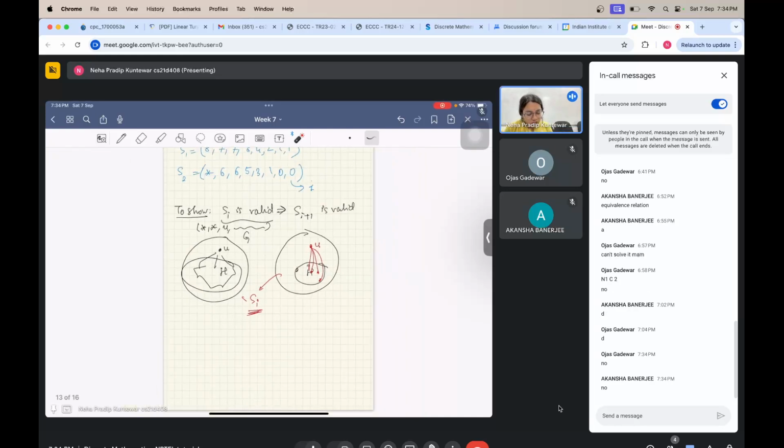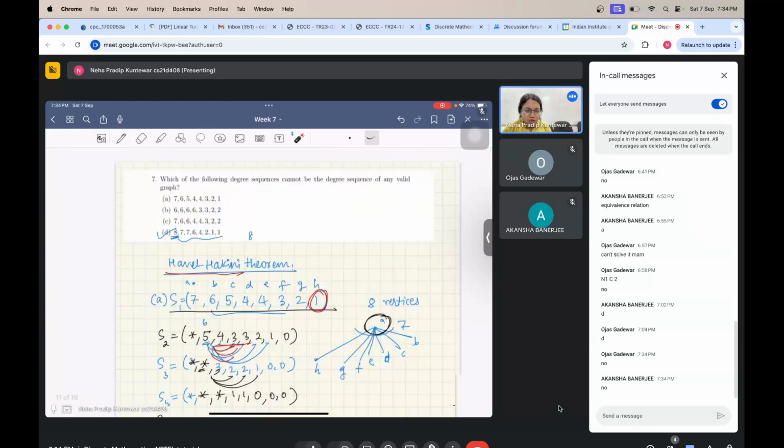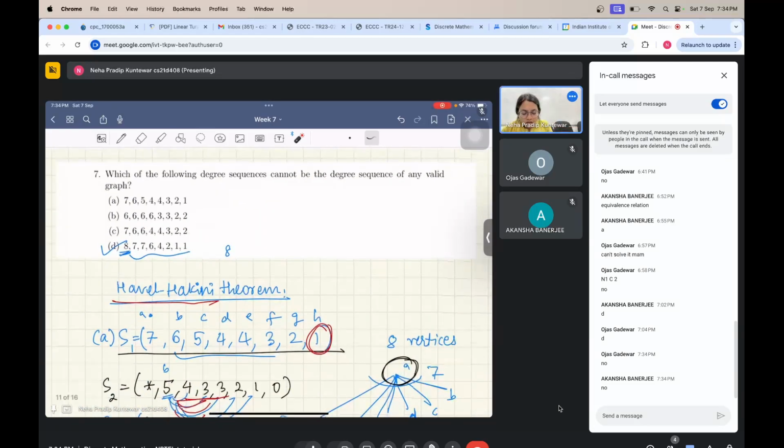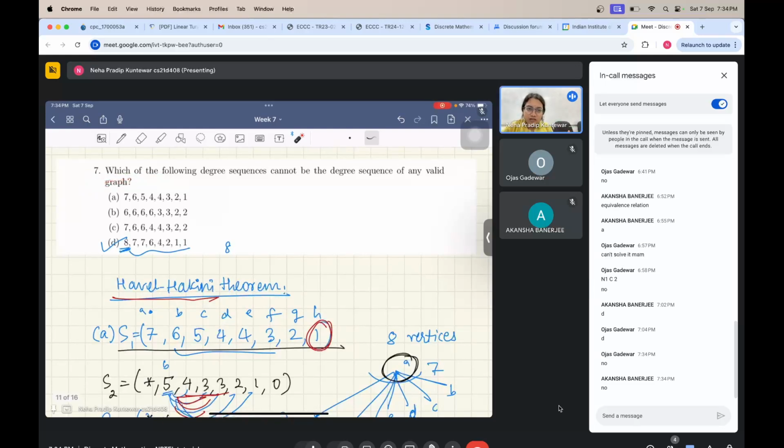The only other thing that I wanted to quickly state is this. Suppose I ask you the same question, but you do not know the Havel-Hakimi theorem, or let's say I don't allow you to apply it. In this case, you can spot easily that this is not a valid graph, because you can't have a vertex with degree 8 in an 8 vertex graph. But that may not always be possible, right? There may be some other violations that happen.